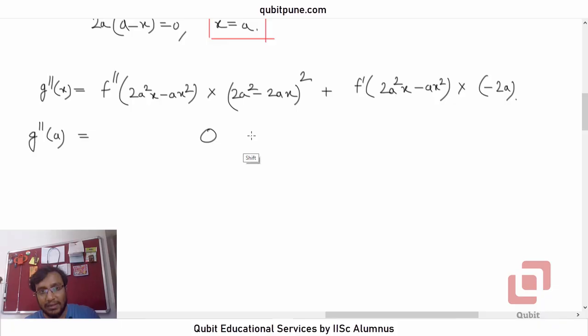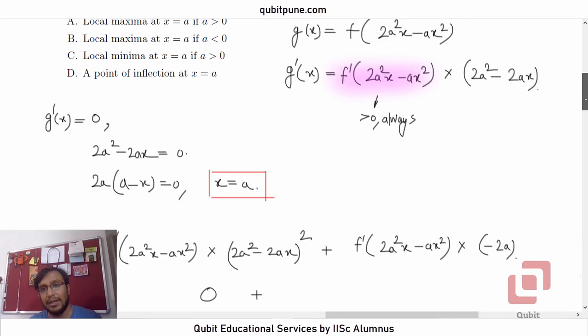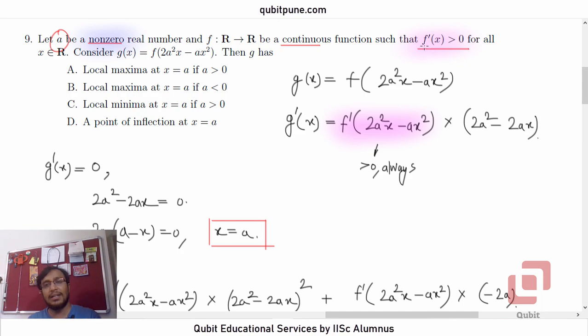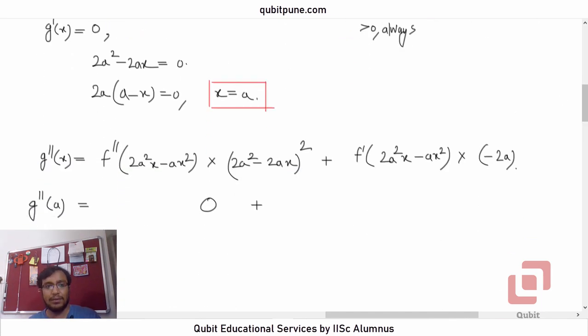Okay, plus, well, now what will this be? f prime of 2a squared x minus ax squared, again for the very reason that f prime of x is positive, this will also be positive, isn't it? Okay, so let's call it a positive number, into negative 2.